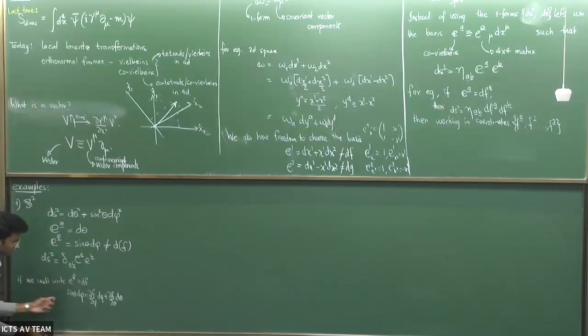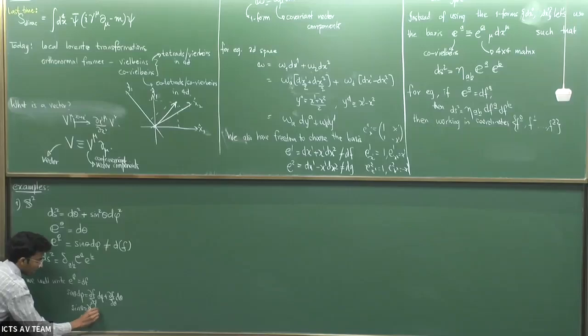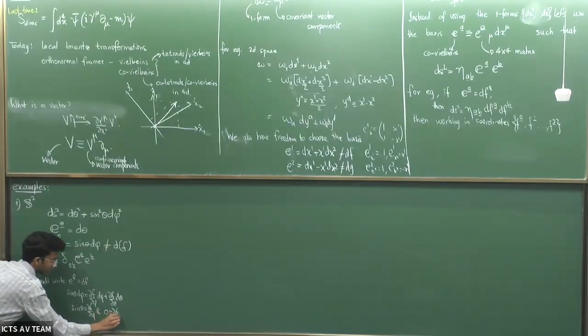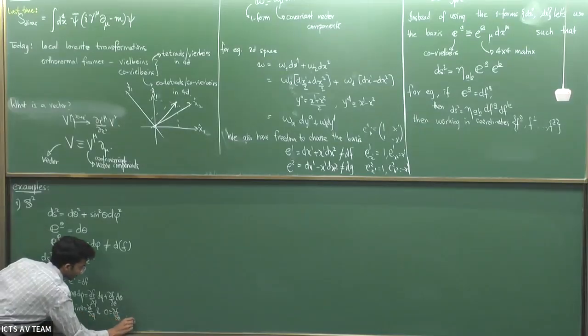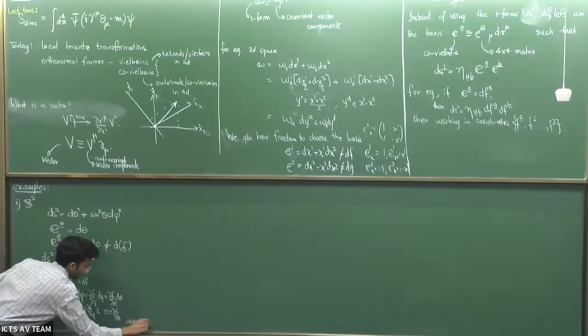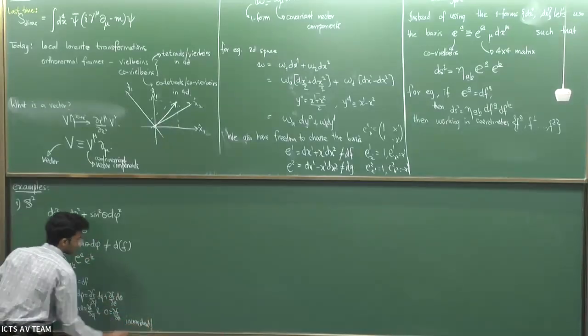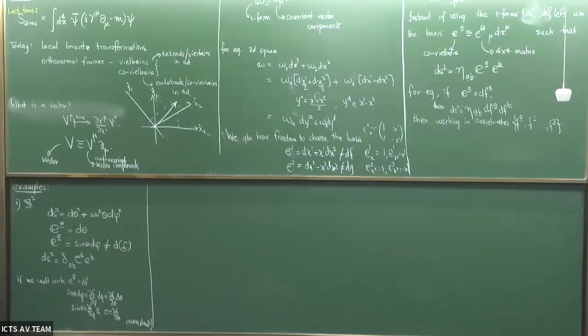So just equating components on either side, that tells you that sine theta is del f by del phi and 0 is equal to del f by del theta. And these two equations are inconsistent, because this tells you f is phi sine theta, and that's wrong. Inconsistent. So this is not flat. Therefore, S2 is curved. S2 is genuinely curved.